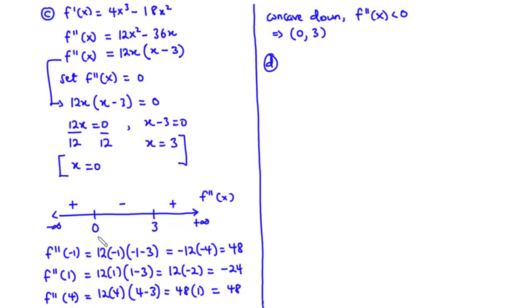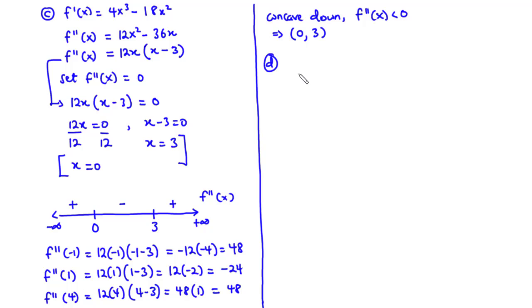Now if you choose x equals 0, you realize that the sign of f prime prime of x changes from positive to negative, that is positive on the left side of 0, and then it changes to negative on the right side of 0. Again, when you choose x equals 3, you realize that the sign of f prime prime of x changes from negative on the left side of 3 to positive on the right side of 3. Therefore, we say that x equals 0 and then x equals 3 are the points of inflection of this function.